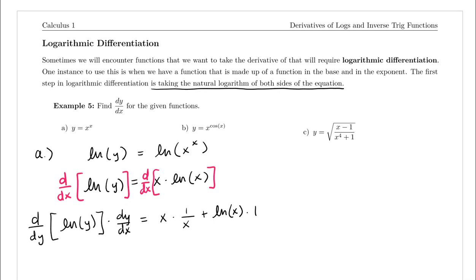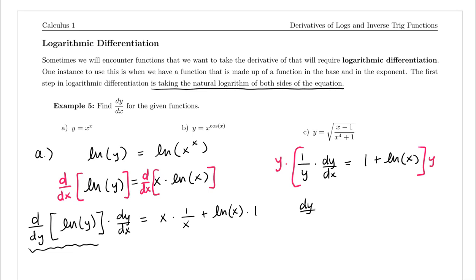Okay, so now I want to take the derivative of the natural log of y with respect to y, and that's going to end up being 1 over y. I don't want to forget the dy dx, so we're multiplying this by dy dx, which is equal to x times 1 over x, which is 1, and then plus the natural log of x. Now I'm going to multiply both sides of my equation by y, because I'm trying to isolate dy dx.